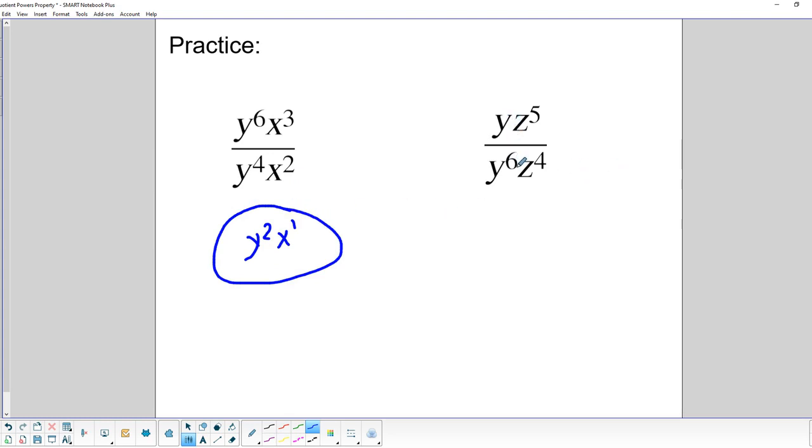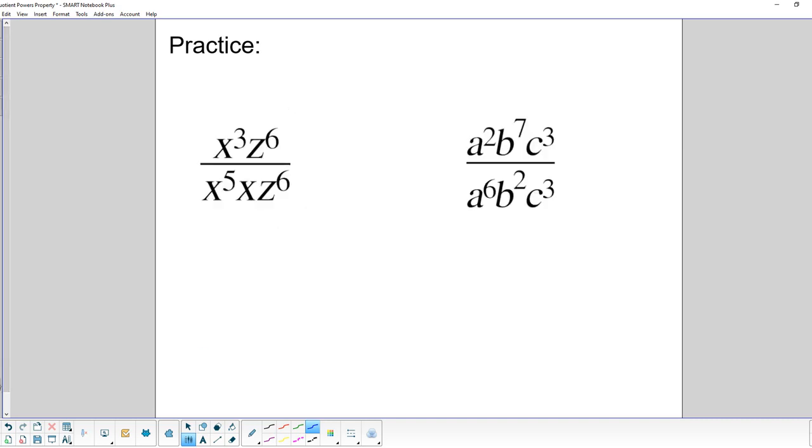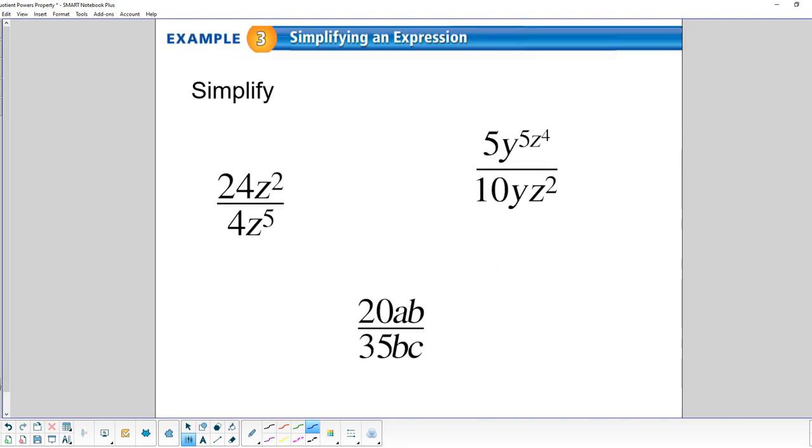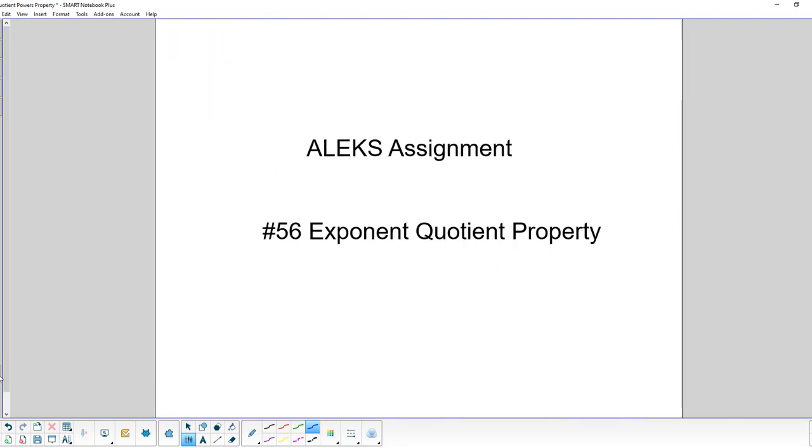On this one, we have 5 more on the bottom than we do on the top, because 6 minus 1 is 5. So y to the 5th on the bottom. And we have 1 more z on the top than we do on the bottom, so that's going to be z to the 1st on the top over y to the 5th. So there's our expression. All right, let's keep going. How many more have we got? We got a few more.